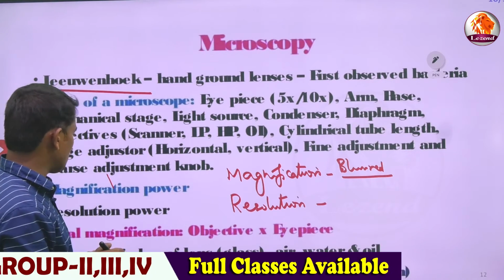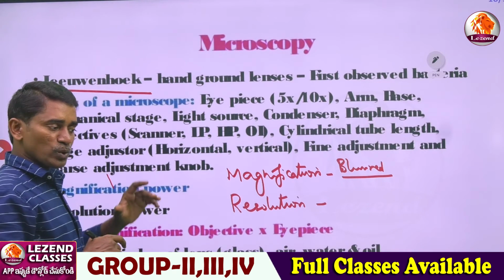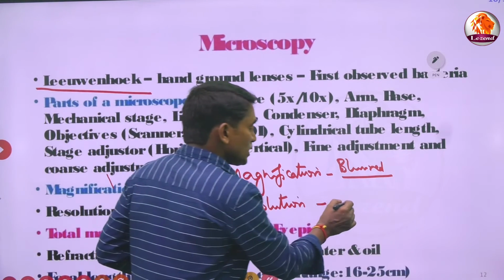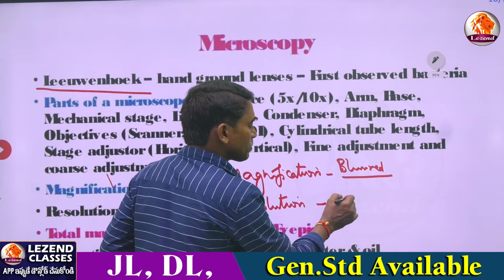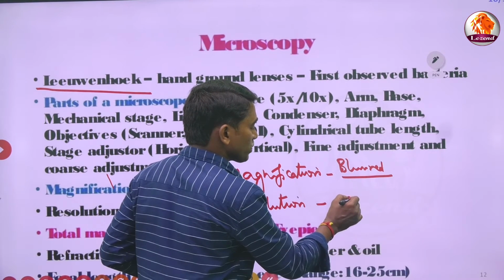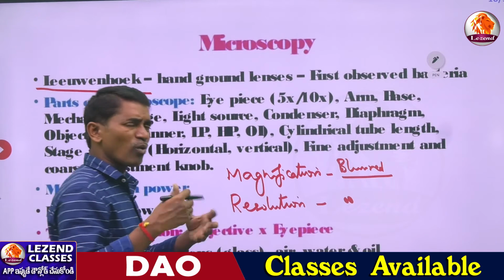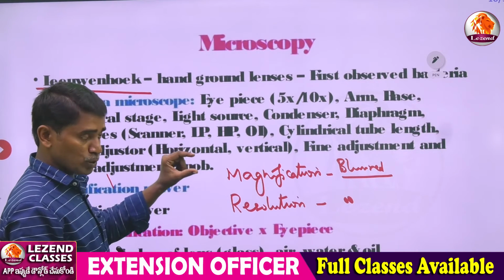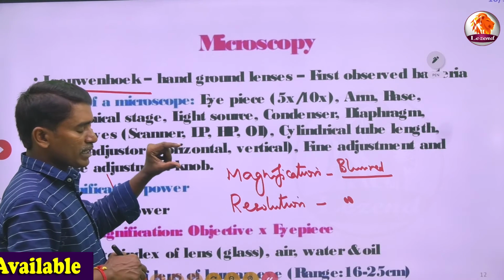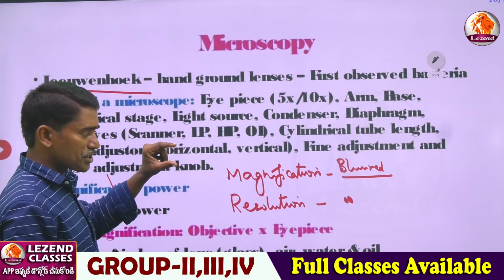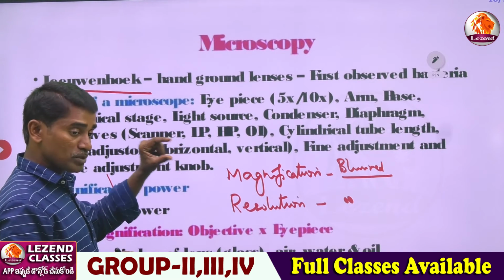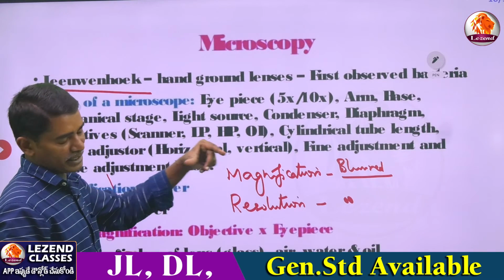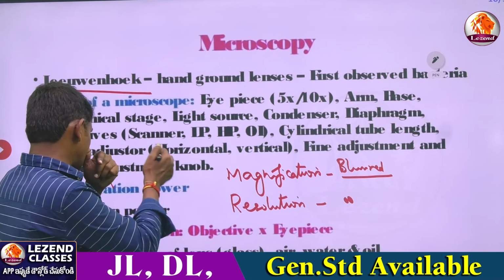So in order to avoid this problem, one has to consider resolution. Resolution is the ability to distinguish two closely located objects as separate entities, because at the microscopic level they may appear overlapping. So even in spite of their microscopic nature, one can differentiate these two closely located objects and visualize them as separate entities. That phenomenon is called resolution power.